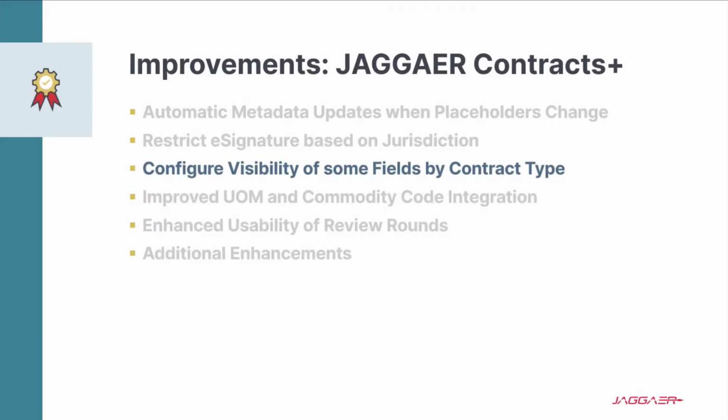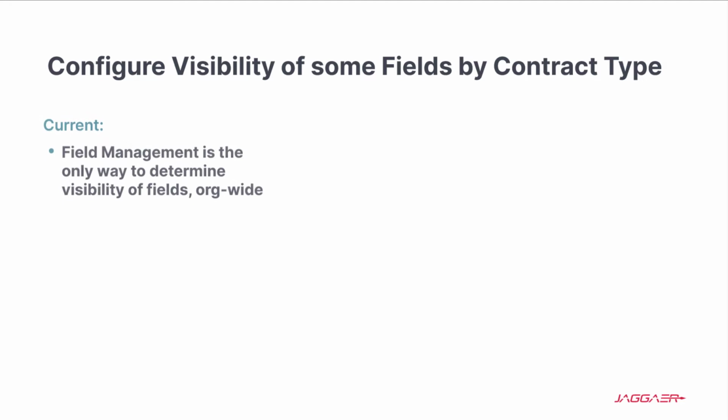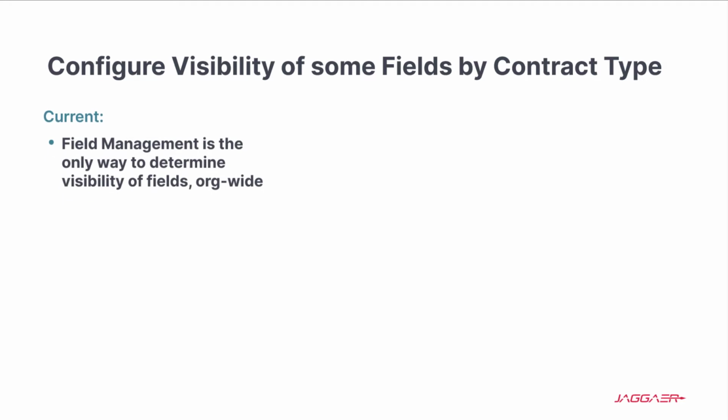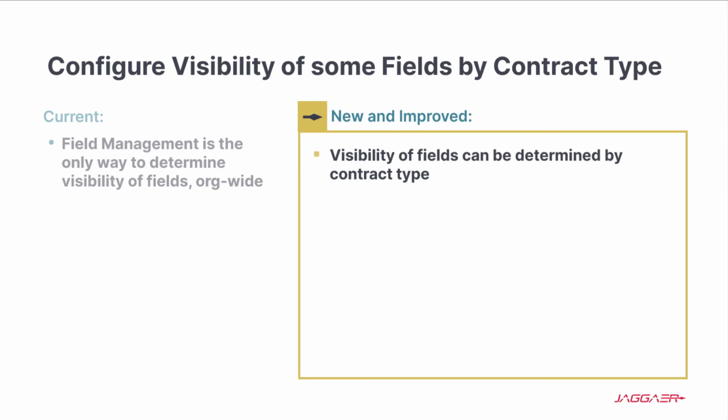Next, we will learn how you can configure visibility of some fields by contract type in 21.2. Currently, field management is the only way to determine the visibility of some fields in the solution. In this release, the visibility of some fields can be determined by contract type.